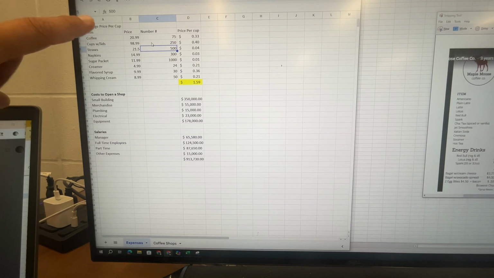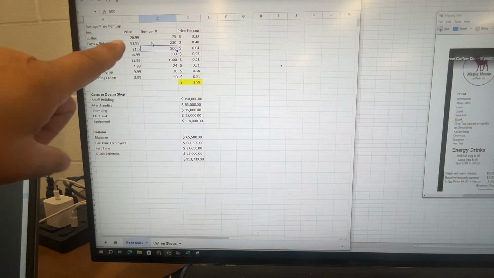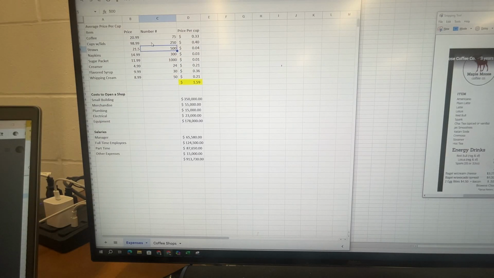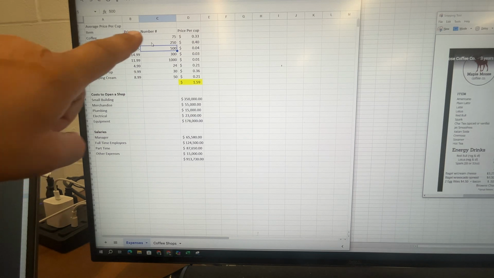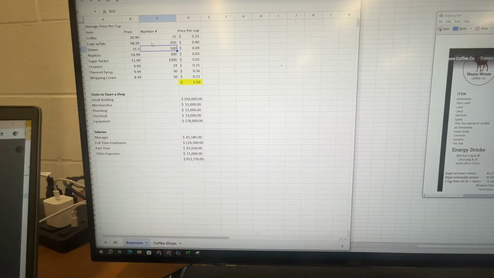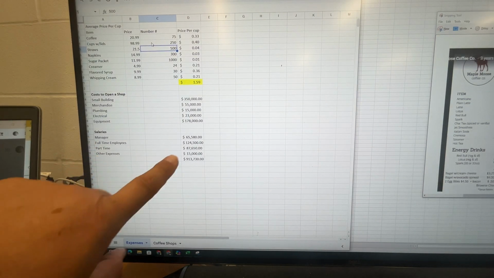So you'll notice up here what I've done is research different things like how much some coffee is going to cost, how many cups you can make, and it looks like just regular coffee is about 33 cents a cup. When you add the cups and the straws, now you're talking about 80 cents. If you want to do the lattes, which we're going to use the number for in the next part, it's $1.59. Some of the costs to open a shop, whether you buy a small building or rent, you've got merchandise, plumbing, electrical, and equipment. And then salaries for a manager, some full-time employees, part-time, and other expenses.